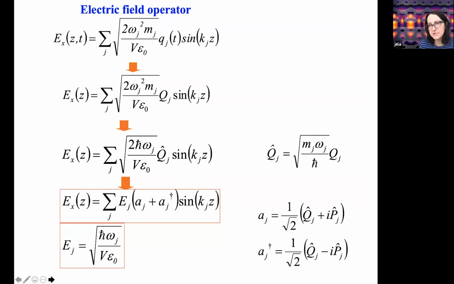Is that making sense? Okay, so how do we find magnetic field operator? What do you think? What would we have here, right?